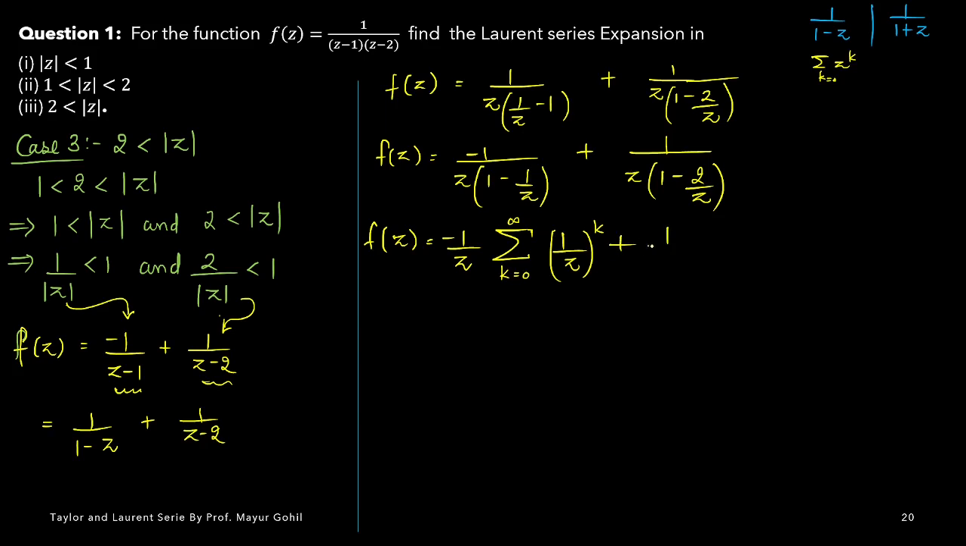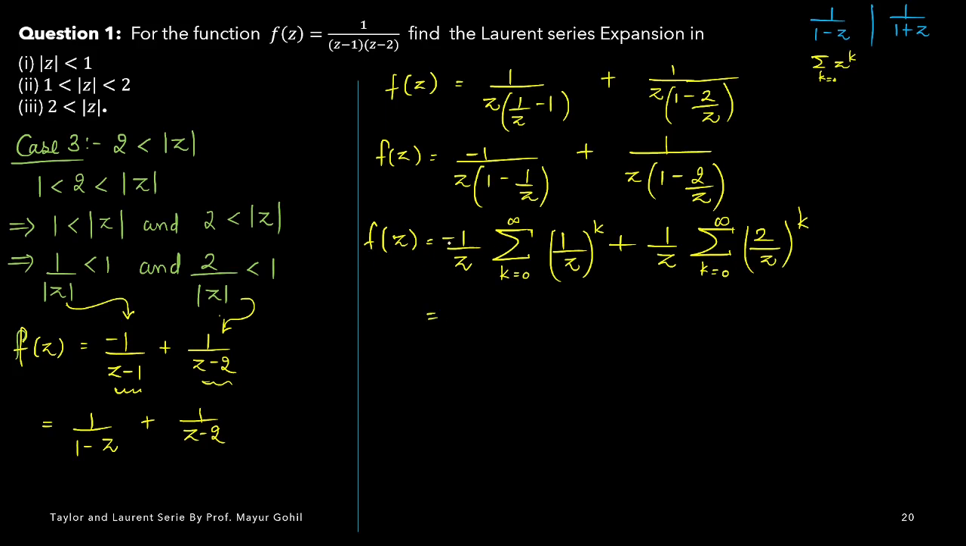Then 1 upon z over here. Now instead of z, what do we have to write? 2 upon z. So here it is summation 2 upon z whole to the power k, k going from 0 to infinity. We are done, almost done, nothing more remaining.